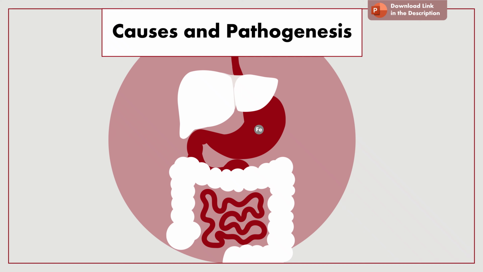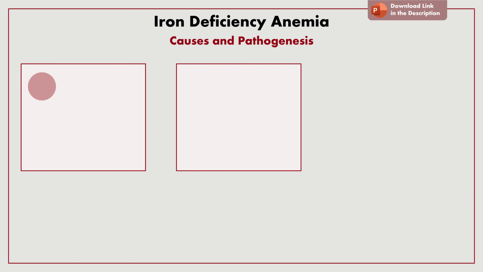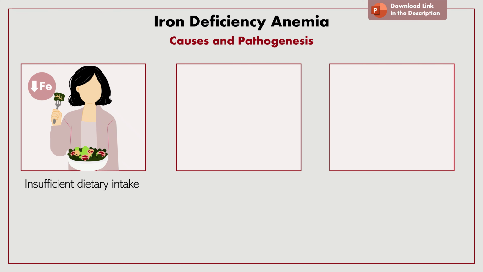Now, let's explore the underlying causes and pathogenesis of how iron deficiency anemia develops in the body. From 3 principal causes, iron deficiency anemia arises, each disrupting iron balance through distinct mechanisms. Insufficient dietary intake, particularly of bioavailable heme iron from meat, fish and poultry. Vegetarians and malnourished individuals are especially vulnerable as plant-based iron has lower absorption rates.